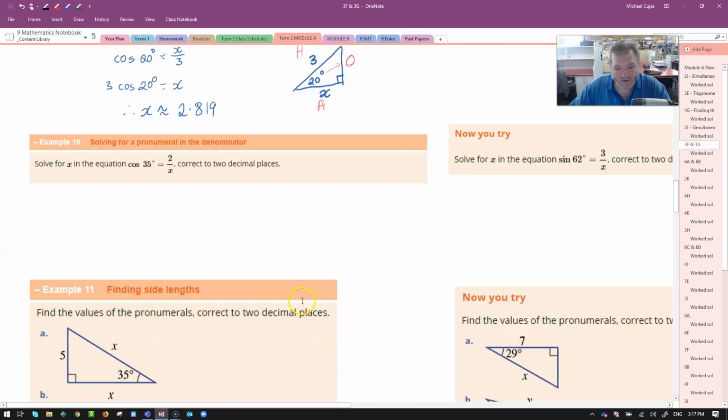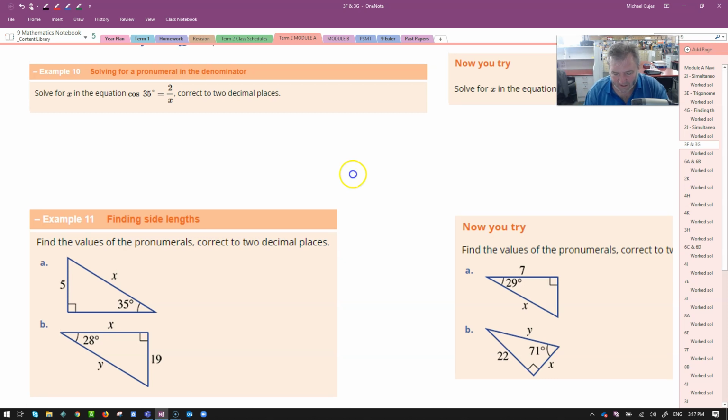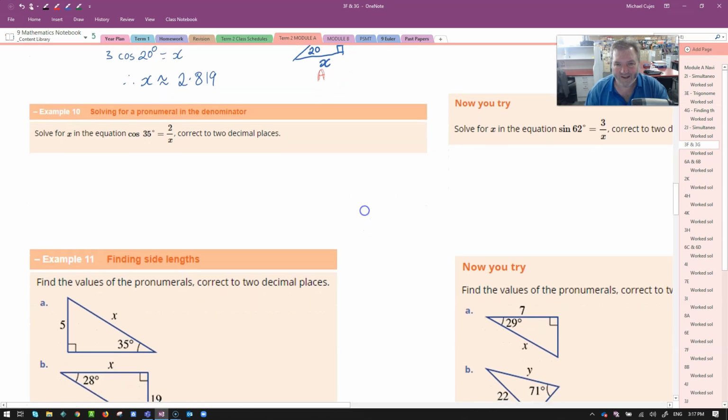Let's have a look at the next one, the ones which they call hard, and I just call easy version number 2. Solve for x in the equation cosine of 35 equals 2 divided by x. Looks slightly different from the previous one. Here I had x in the numerator, now x is in the denominator. That's kind of annoying. We don't want to know what 1 over x is, we want to know what x is. So the first thing I'm going to do is multiply each side by x. So I'm going to have x cosine 35 equals 2. And now, of course, to get x on its own, the opposite of multiplying by cosine 35 is to divide by cosine 35. So the exact value there would be 2 divided by cosine 35.